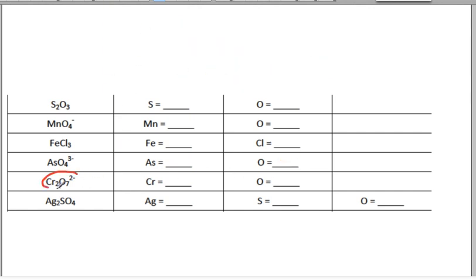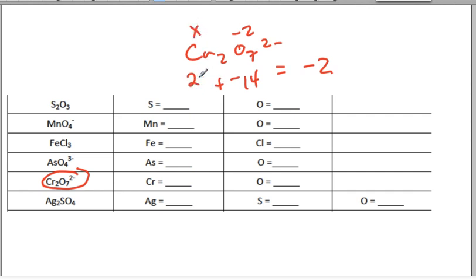I'll do one more. When I look here, I have Cr2O7 2 minus. Overall has to equal 2 minus. I know oxygen is negative 2, so I'm going to multiply negative 2 times 7 and get negative 14, plus X, this is going to be 2X. So then I slide this over here. I'm going to get positive 14 plus a negative 2, which is 12 when I'm all said and done. Divide that by 2, X has to be 6. Doing a little bit of math there, Cr is 6. Oxygen is negative 2, I'm ready to rock and roll.